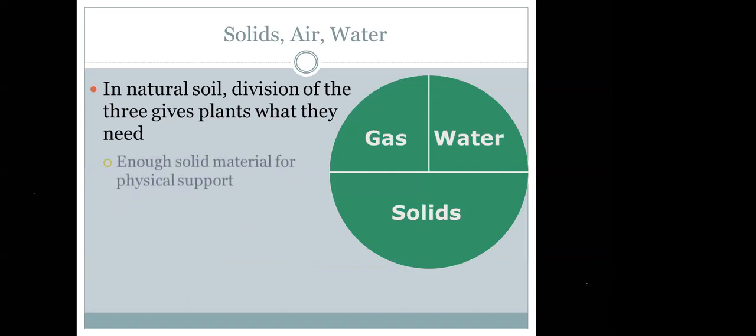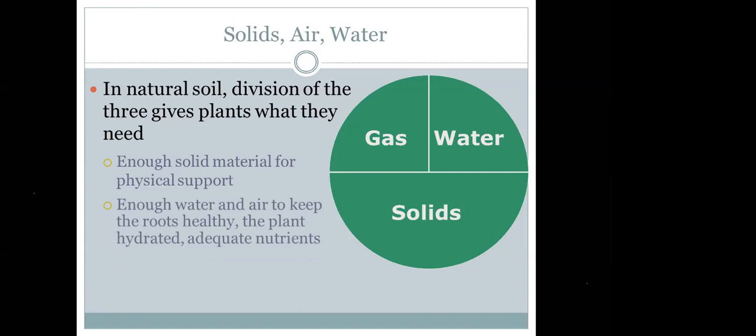So you do need a lot of solid material in your soil just for basic physical support. If we had a significantly smaller portion of solids in our soil, maybe 25% or 30%, every time we had a windstorm, we'd see thousands and thousands of trees getting knocked over. They obviously need a solid base to set their roots in so that they can stay upright during wind, during rain, during snow, anything that's weighing them down or pushing them from side to side.